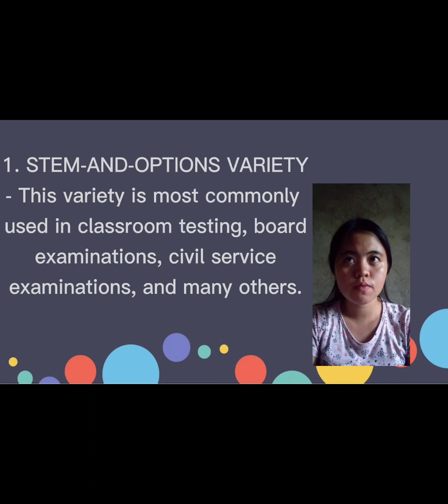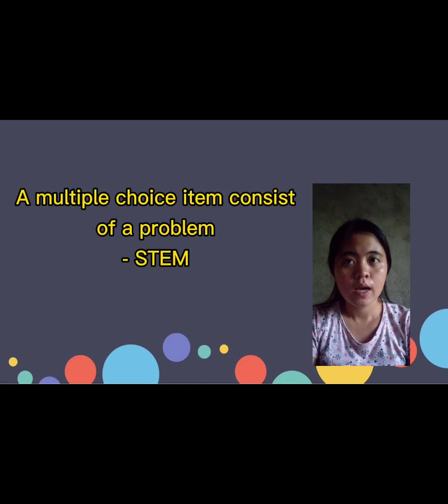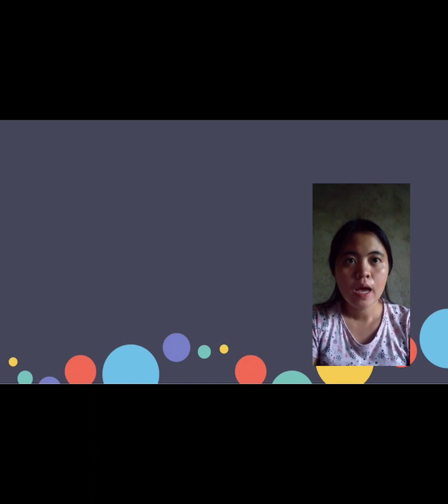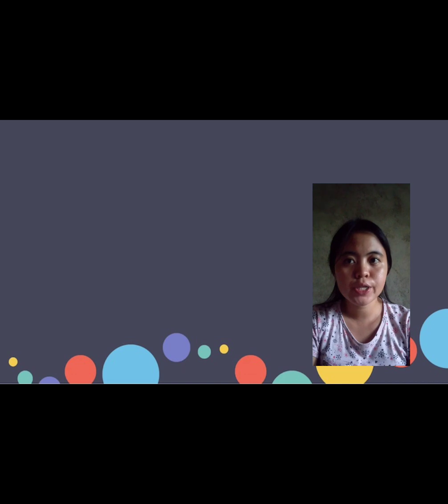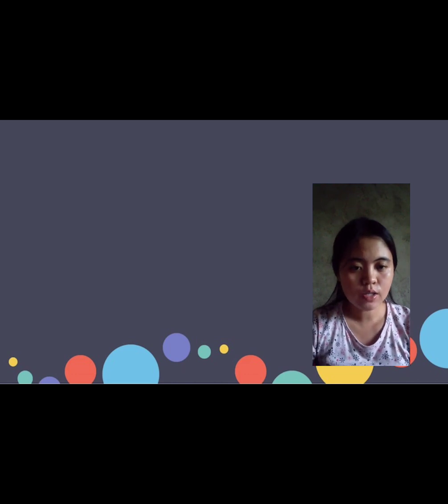Stem and options variety. This variety is most commonly used in classroom testing, board examinations, civil service examinations, and many others. A multiple choice item consists of a problem, known as the stem, and a list of suggested solutions, known as alternatives. The alternatives consist of one correct or best alternative, which is the answer.